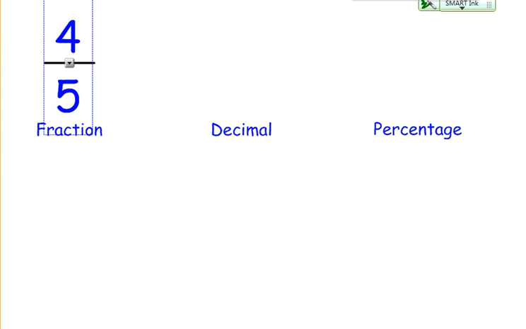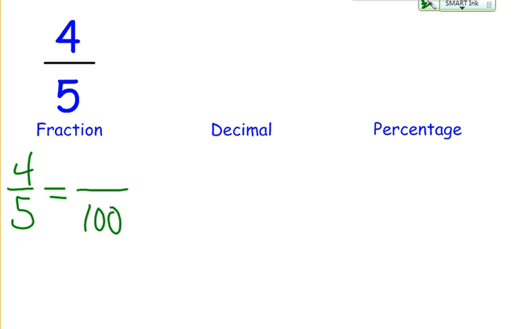Let's try another one. Example number 2 gives us a fraction to start with. So how are we going to go about solving this? We could take this 4 over 5 and make it equivalent to something over 100. That's going to be 5 times 20 and 4 times 20, and we're going to get 80 over 100. And from there, we can very easily turn that into a percentage.